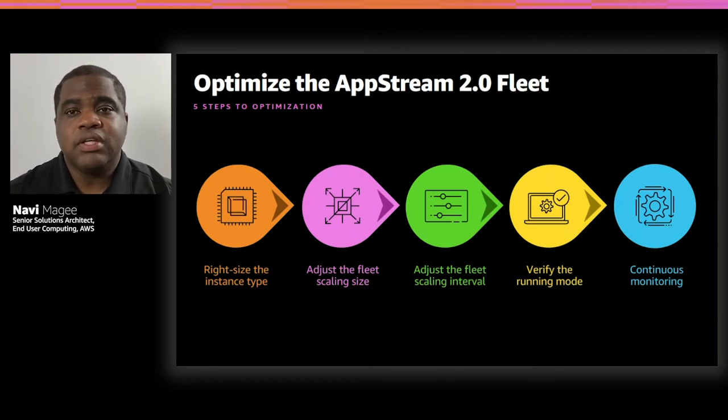And then the fourth one is verifying the running mode. There are 2 options here, always on and on demand. Which mode is right for me? If the user needs an instant connection, it should be the always on mode. If a 1 to 2 minute wait time can be allowed, then it would be the on demand fleet.